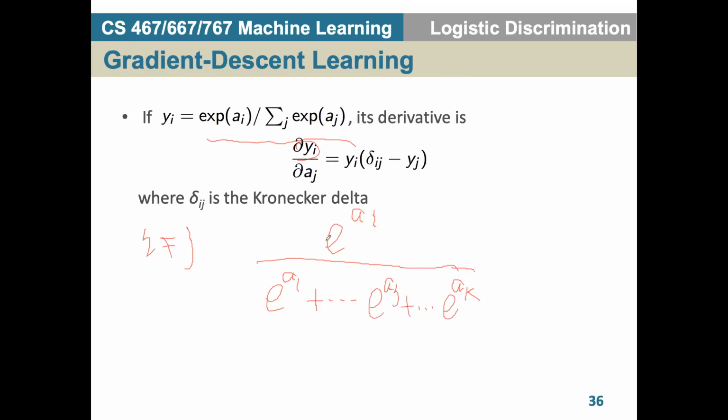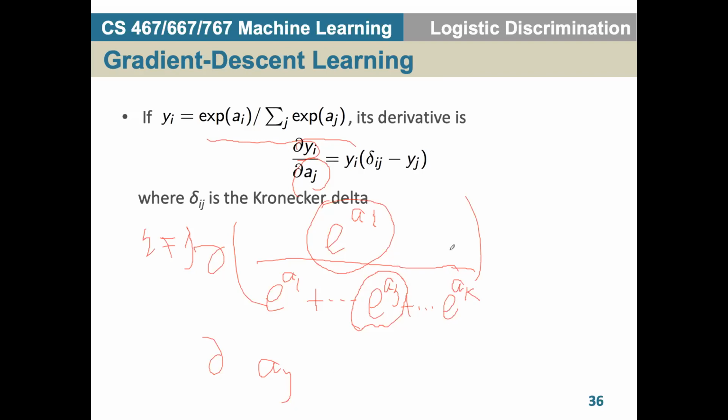You can see that if i is not equal to j and you take the derivative with respect to aj, this numerator is a constant to you, because it's ai, it's not aj. The only term that matters to you is aj here. So now let's take the derivative of this term with respect to aj. How to do that?